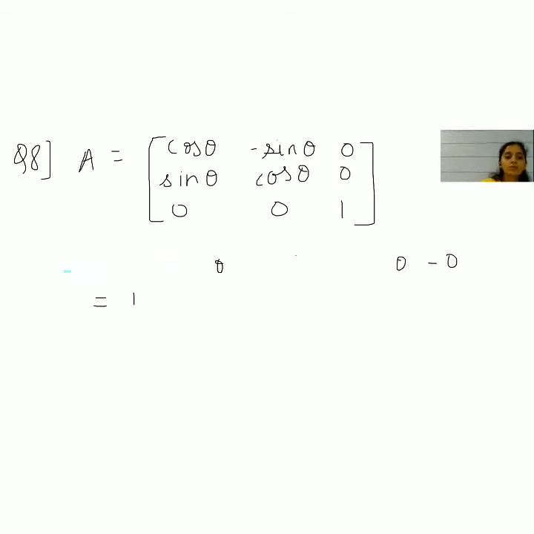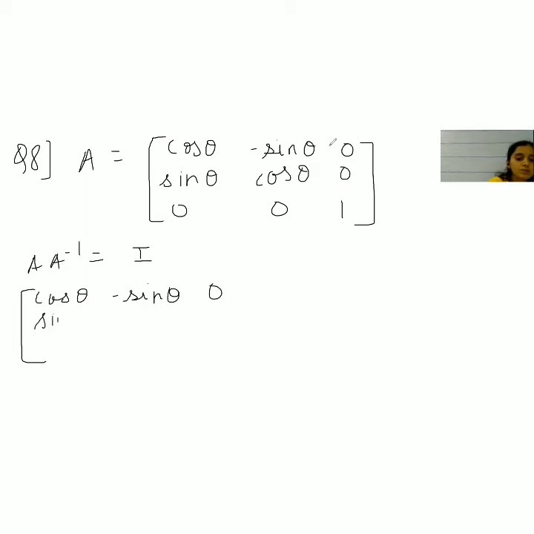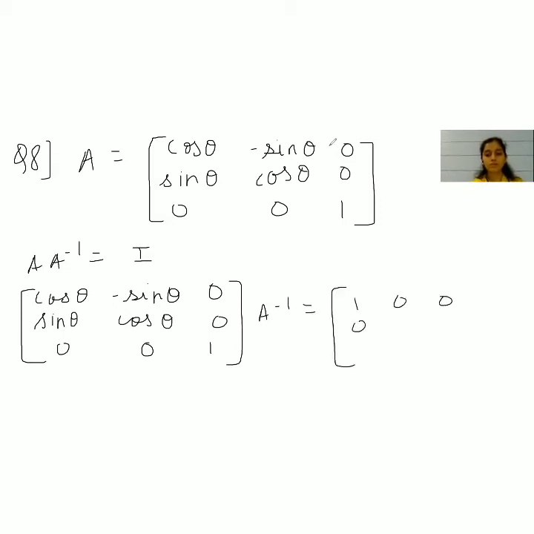Now what is the row transformation? How will you do the row transformations for this? We'll first write it in the form of A A inverse is equal to I. So we will have our A matrix, that is cos theta, minus sin theta, 0; sin theta, cos theta, 0; and 0, 0, 1. Okay, A inverse is equal to your identity matrix. Now, we are going to perform row transformations.